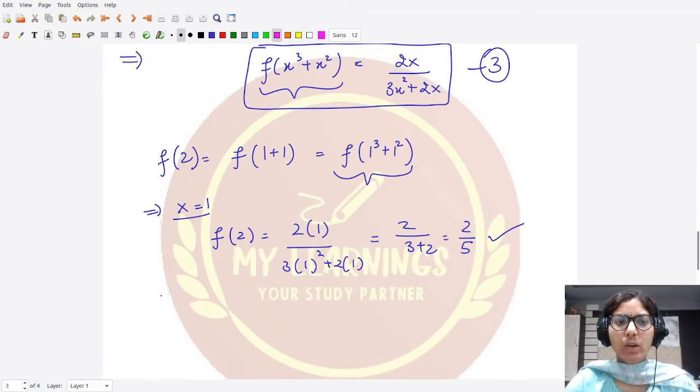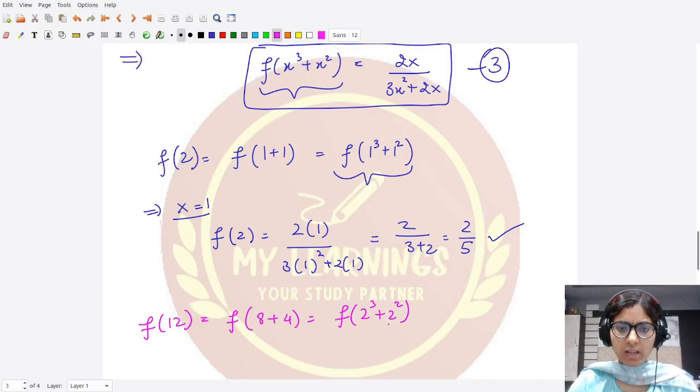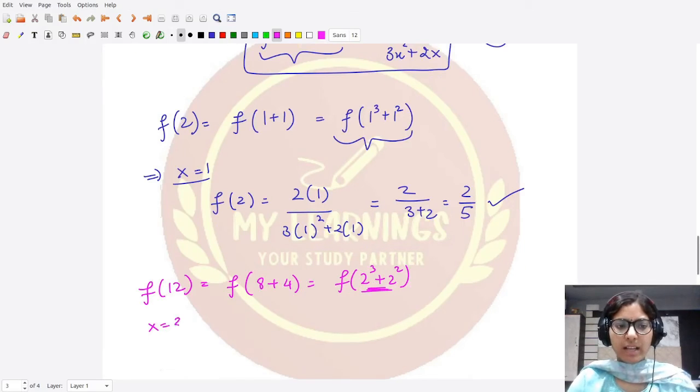Next, you wanted to calculate the value of f of 12. So how can you write that? So can you write this as f of 8 plus 4, right? So can you write that as f of 2 cube plus 2 square? Why I am writing all this? Because I wanted my form as this one. So the same thing cube plus the same thing square. So here you see clearly that your x is equal to 2.